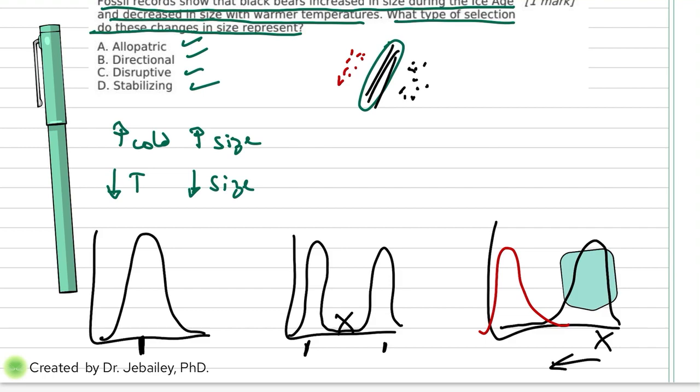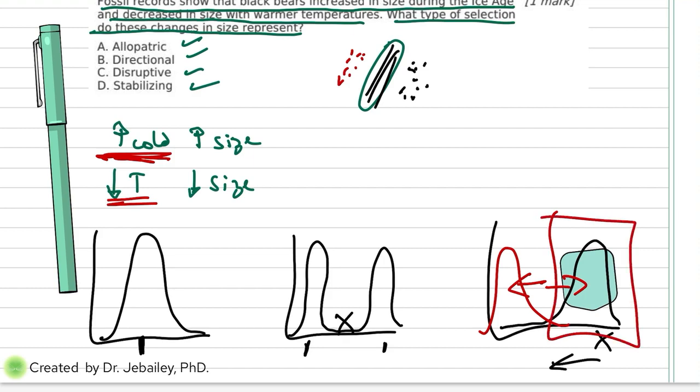Now, out of these, the one that makes the most sense is this: first the cold, they go in one direction, and if it's too hot, they go in the other direction, right? At one time, it's only this extreme, and at another time, it's only that extreme. So obviously, that is directional. Why would it not be stabilizing? Because stabilizing wouldn't mean that there's only one type of trait. In this case, we don't.